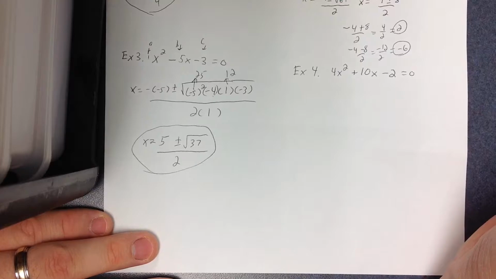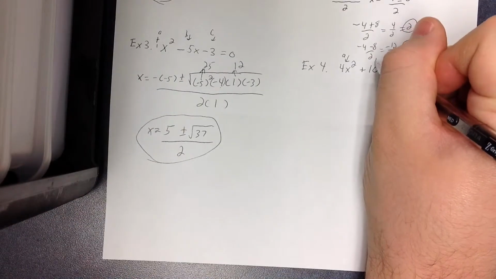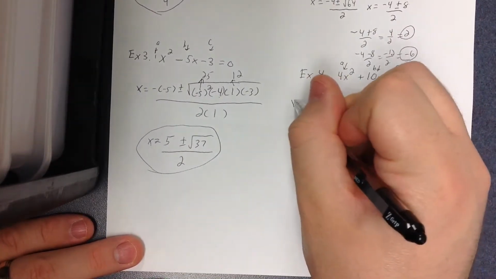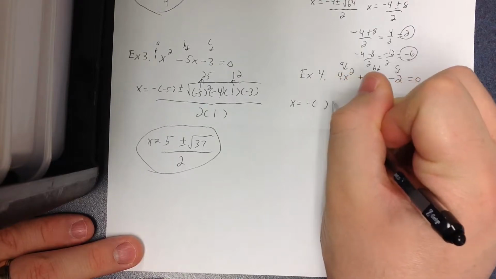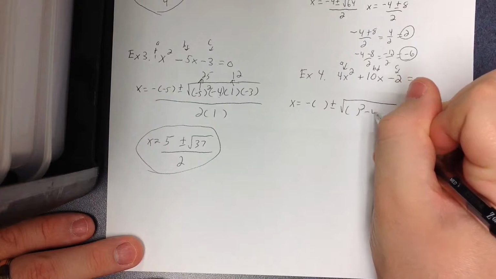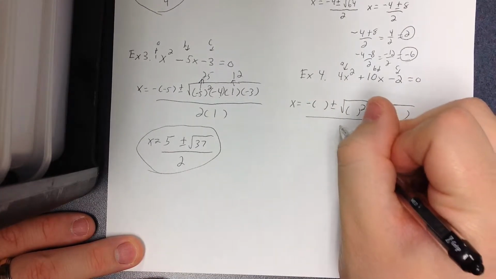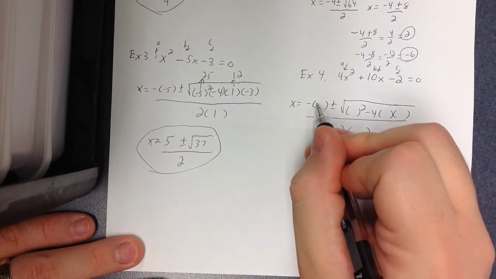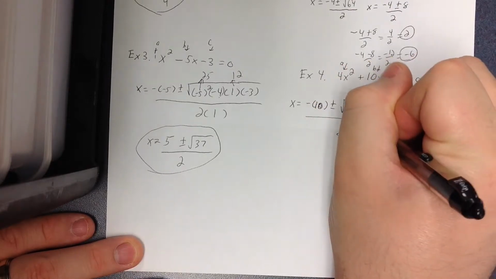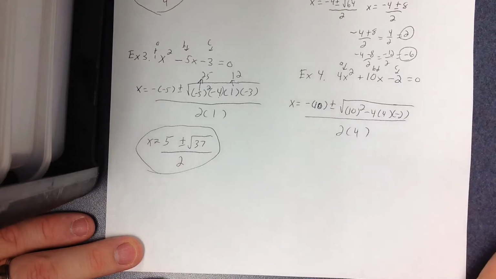Example 4, 4x squared plus 10x minus 2 equals 0. A is 4, b is 10, and c is negative 2. So again, x equals negative parentheses plus or minus square root of parentheses squared minus 4ac all over 2a. So b is 10, so b goes here and here. A is 4, c is negative 2.